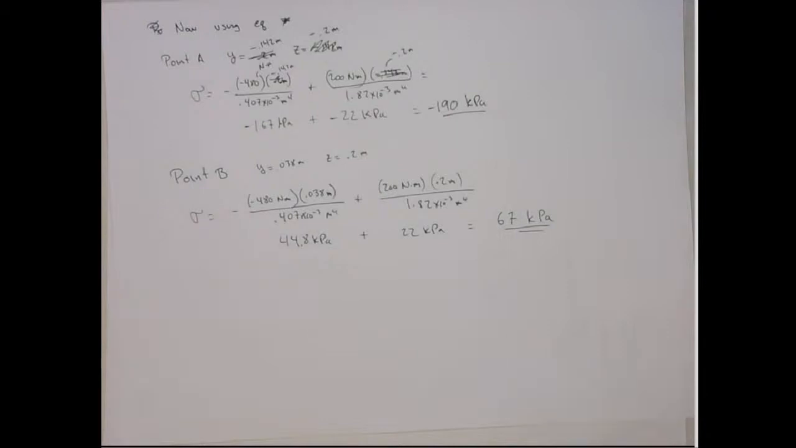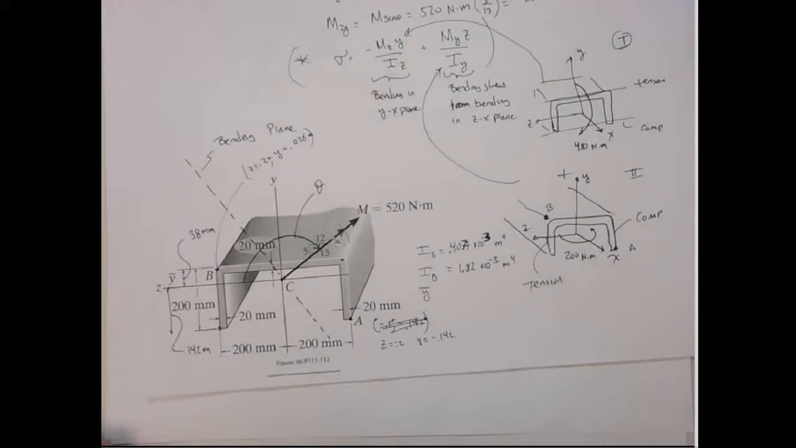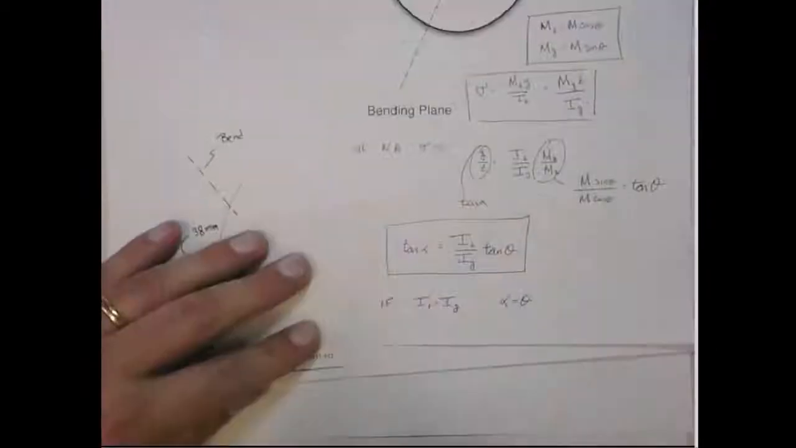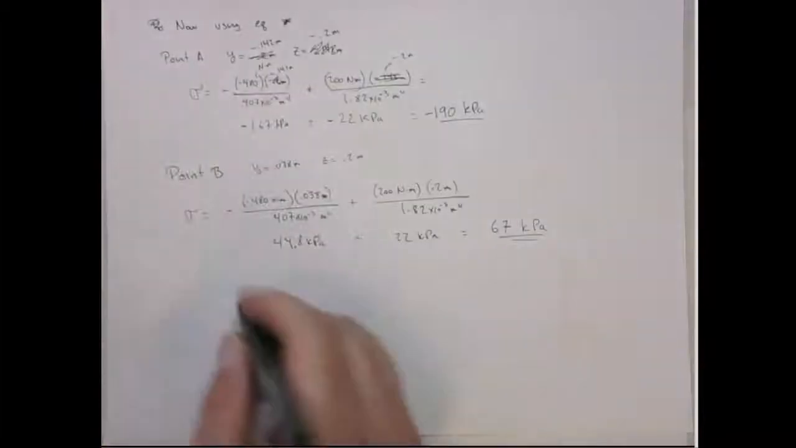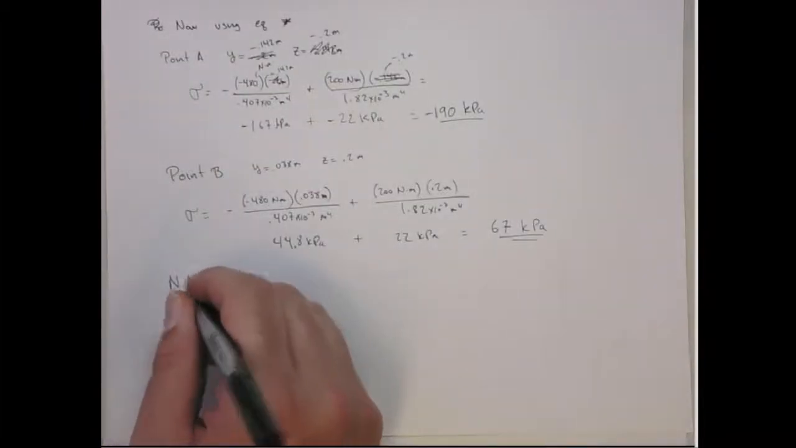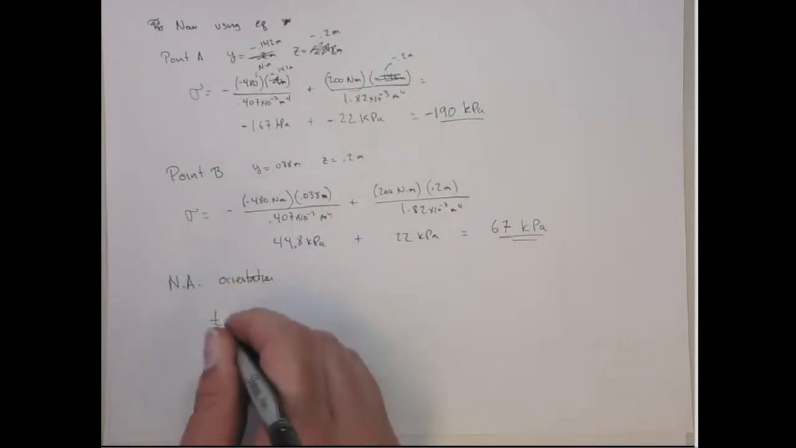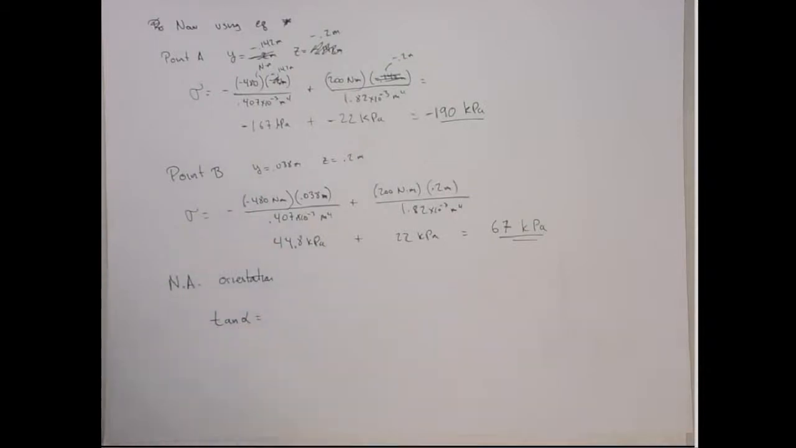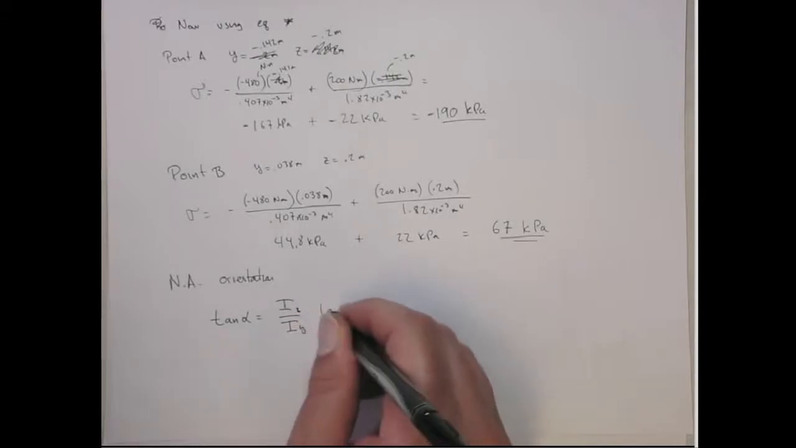Let's look at the location of the neutral axis, all right? So here's our theta. Now let's get the location of the neutral axis. So we're going to use, again, this equation. This is the equation that gives the orientation of the neutral axis. So to get the neutral axis, we're going to use that the tangent of alpha is equal to I_z over I_y, the tangent of theta, okay?